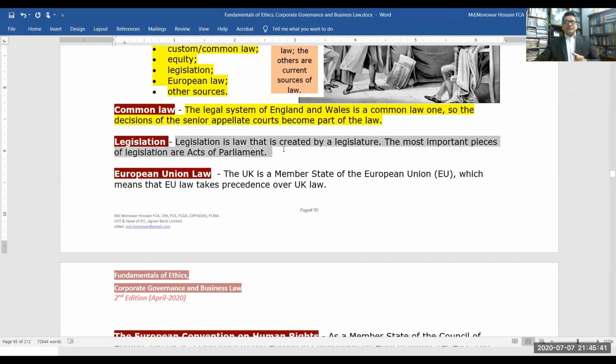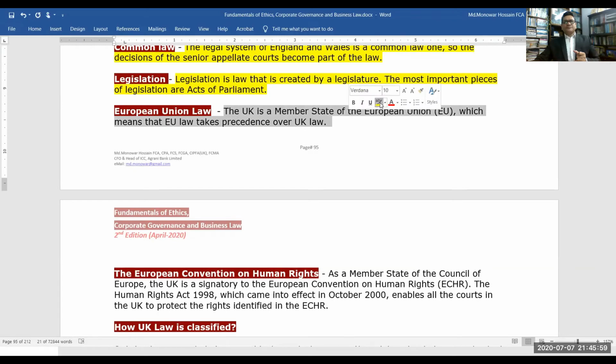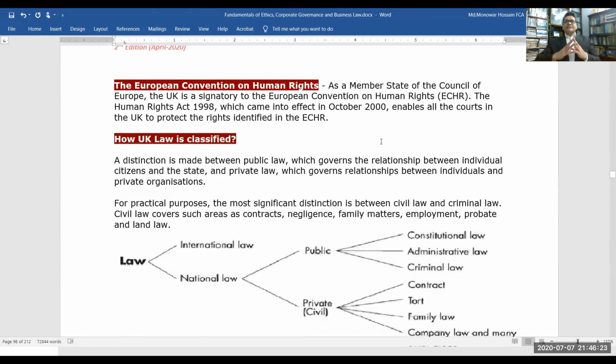Legislation is the law created by the legislature, and the most important piece of legislation is an act of Parliament. As for European Union law, the UK was a member state of the European Union, which meant that EU law took precedence over UK law. But now the UK is not in the European Union. The UK is also a signatory of the European Convention on Human Rights.